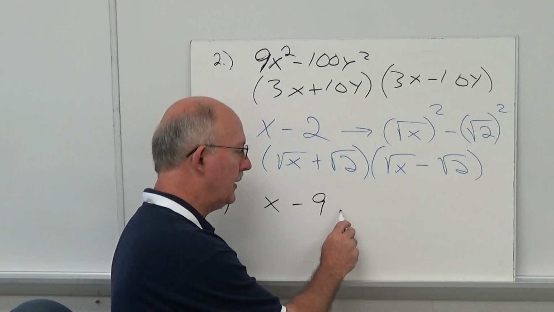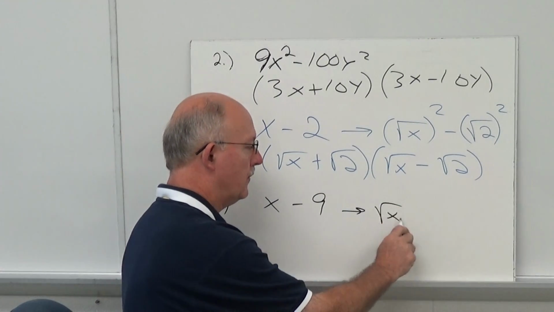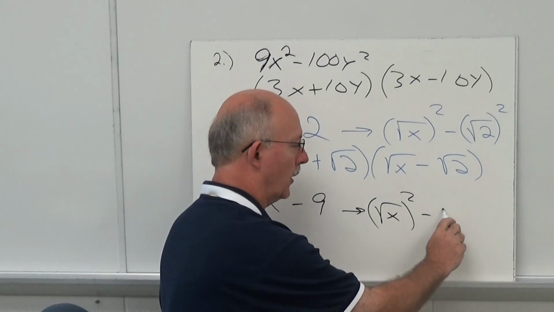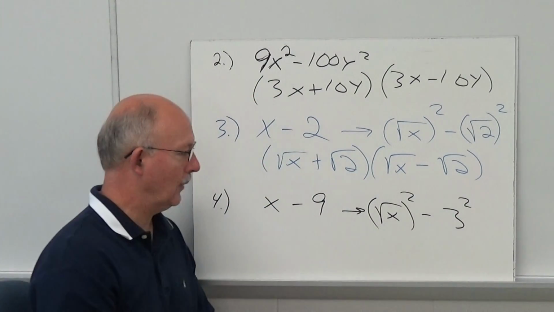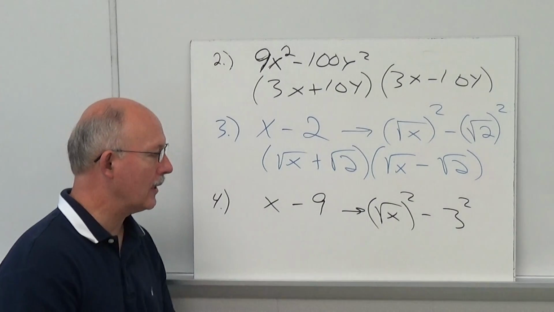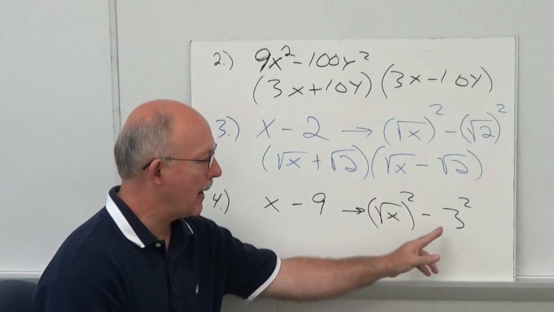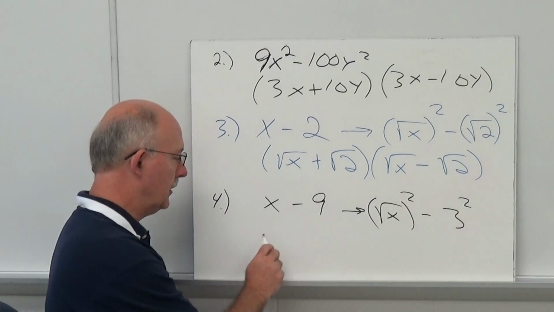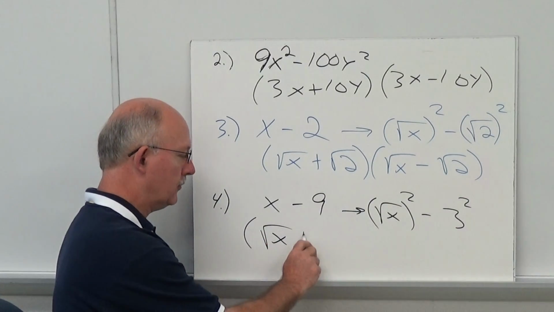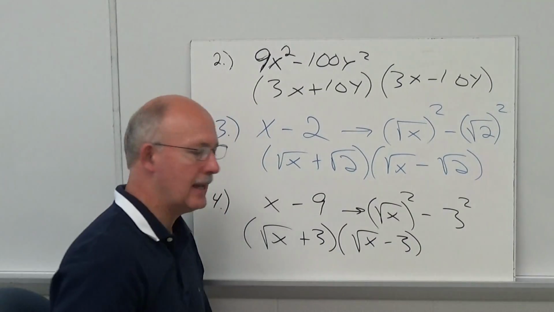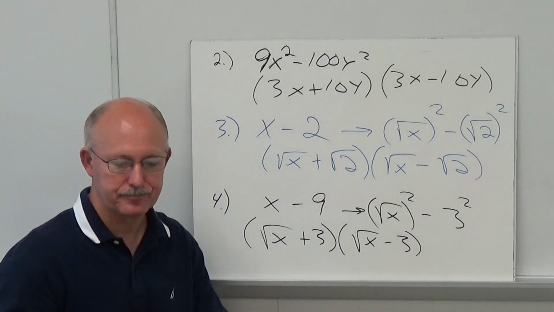So if we want to rewrite this, this is the square root of x squared minus. Now, 9 is 3 squared, so you don't have to use a square root on the 9. The 9 is already a perfect square. So only the x. So we have the square root of x squared minus 3 squared. If we go to factor this now, this will factor as the square root of x plus 3 times the square root of x minus 3, and that's all there is to factoring that.